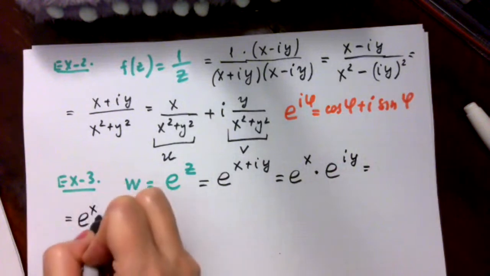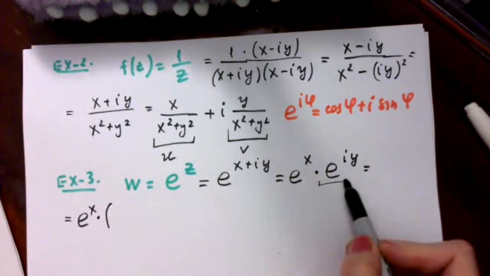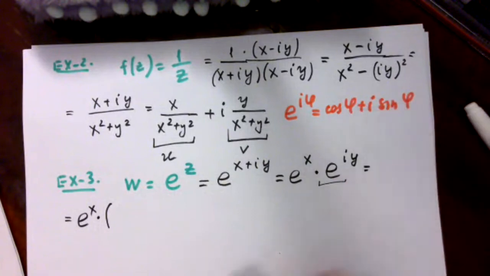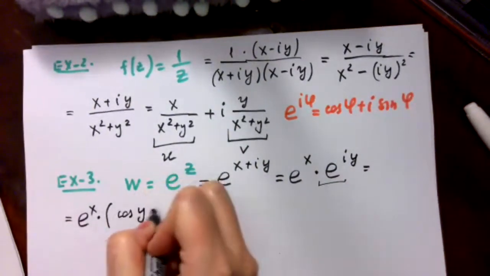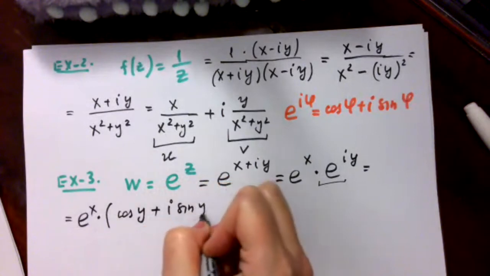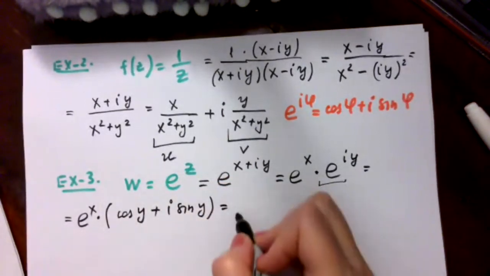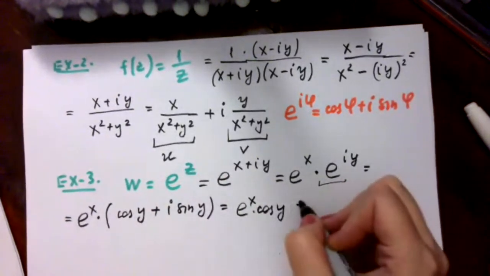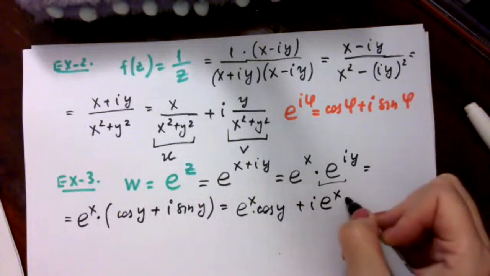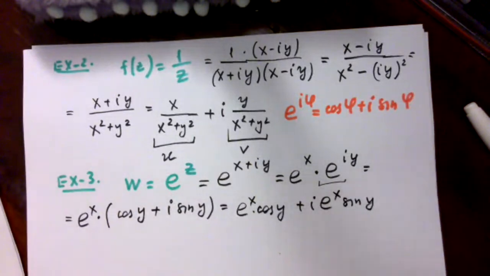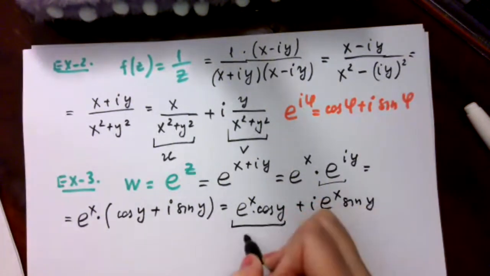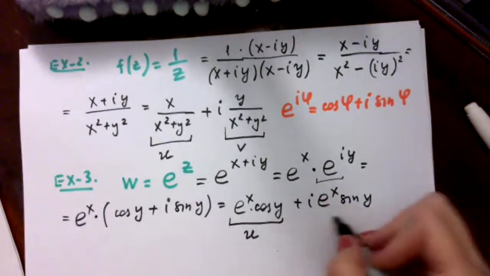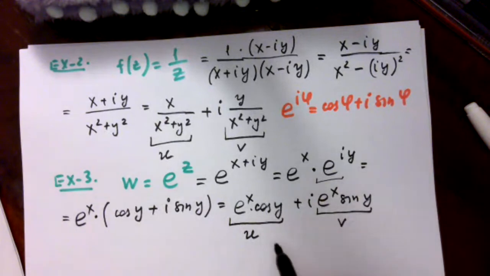So I'm rewriting e to the power x, and as for this expression, I'm applying Euler's formula to it. So it will be cosine of y plus i sine of y. And now I need to do this multiplication, of course. e to the x times cosine of y plus i e to the x sine of y. And of course, you can see very clearly that this term corresponds to function u, and this term corresponds to function v. I'm sort of lazy to write u of x and y, v of x and y. You understand this without it.